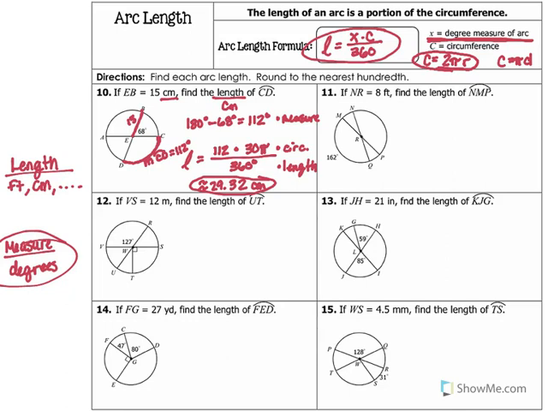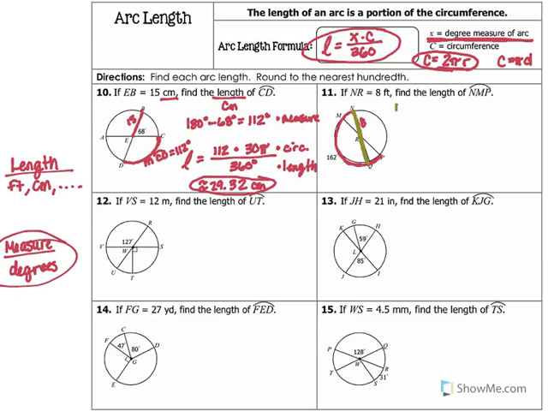It says that NR, so this radius is 8 feet, and it wants us to find NMP. So N, M, and then all the way around to P. We can see that this is a straight line, and we need x, which is our measure of this arc.